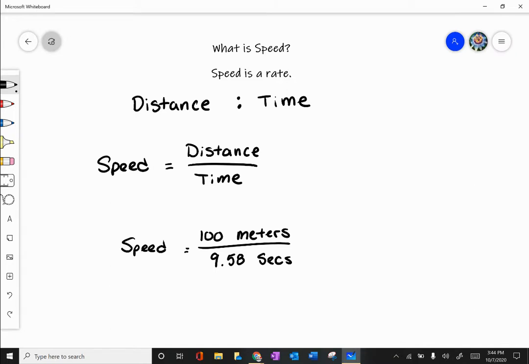But speed is usually written as a unit rate, or compared to 1 unit, like 1 second or miles per 1 hour. It's usually not written as this type of ratio where it says 100 to 9.58 seconds. That does tell us the speed, but it's usually written as a unit rate, where we want to know how many meters he can travel in 1 second.